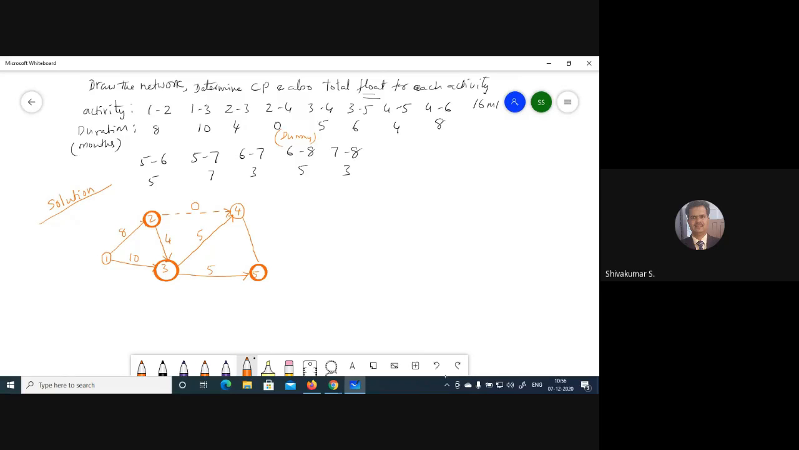4 to 5 is 4 weeks. I'm writing this here to understand it. Okay, 4 to 5 is 4 weeks. Next, 4 to 6.